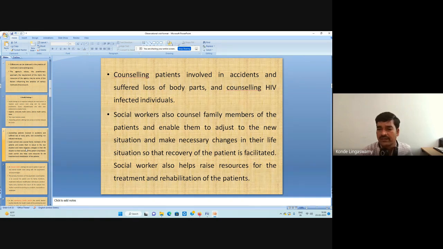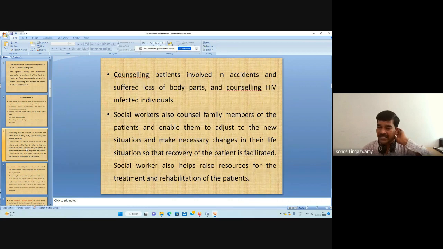As a social worker, we will give counseling and help them learn how to lead their life and make necessary changes in their life situation so that recovery of the patient is facilitated. The social worker also helps raise resources for the treatment and rehabilitation of the patients. Not only providing counseling, the social worker helps raise resources for the treatment and rehabilitation of the patients.